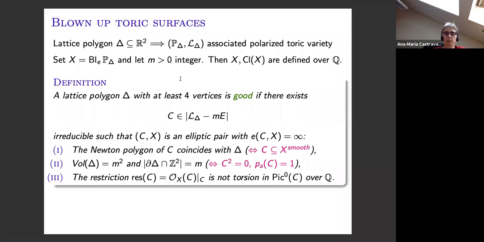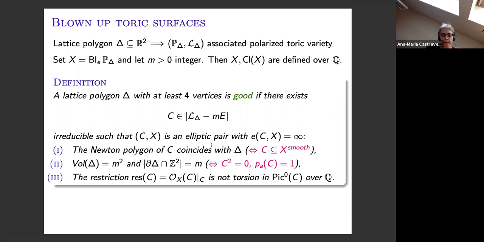And so here's what we mean by a good polygon. We want to look at the blow up of the toric surface at the identity point, and at the linear system given by L delta minus ME. And we want to construct here our elliptic curve with self-intersection 0. So the condition is that there is an irreducible curve in this linear system that gives an elliptic curve with infinite order. So translating this, we want that C is contained in the smooth locus of X.